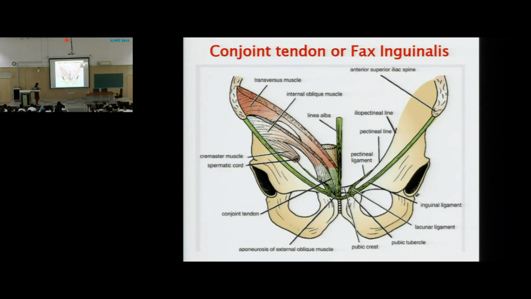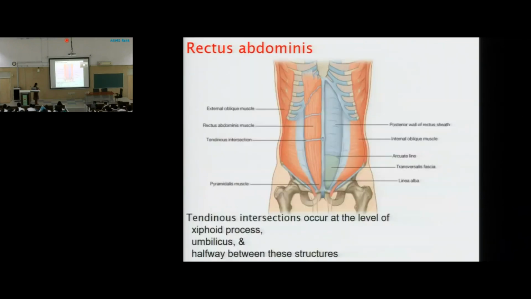Okay. So now you understand the conjoint tendon. And we have n number of ligaments around this area which are protecting. That is the reflected part of the inguinal ligament, pectineal ligament, okay, lacunar ligament, just to protect this area. Clear? Rectus abdominis. Then we'll come to rectus abdominis. Fascia transversalis का gap. Okay.